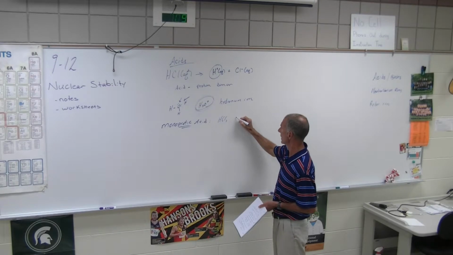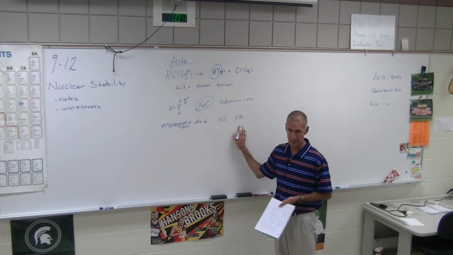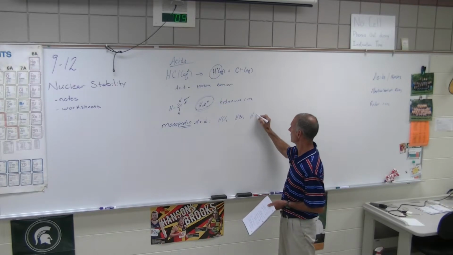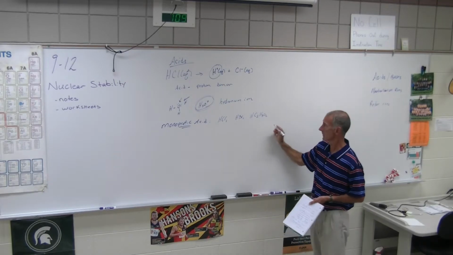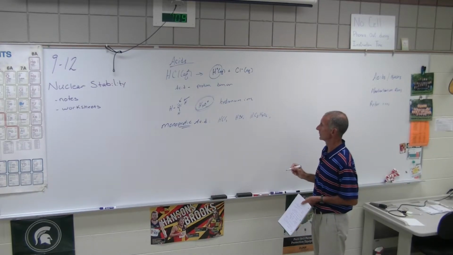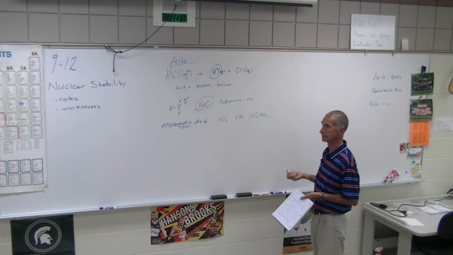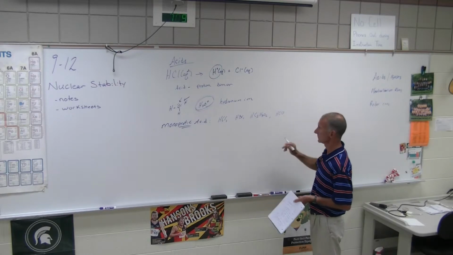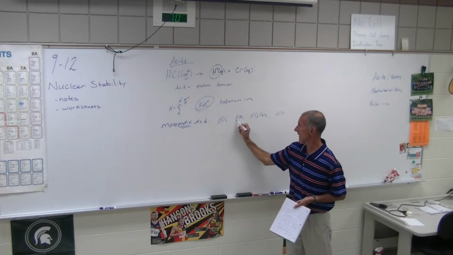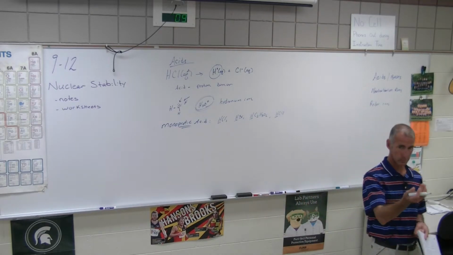We have HBr, monoprotic acids. We have acetic acid. What else do we have? HClO acid. So you recognize that there's one H that can dissociate or be produced.